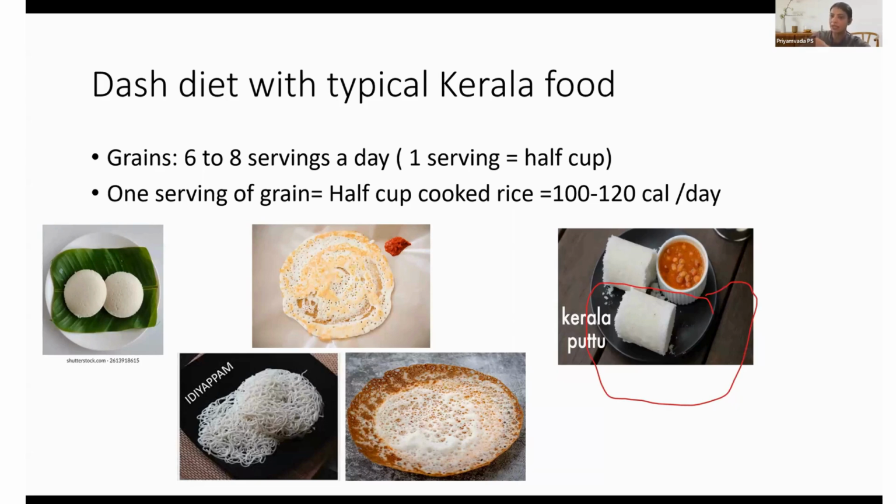And on the same side, they need to increase the protein content. So if we stick to limiting the carbohydrate and slightly increase protein, I'm not asking for a high protein diet. We are supposed to take around 1 gram per kilogram body weight of protein.